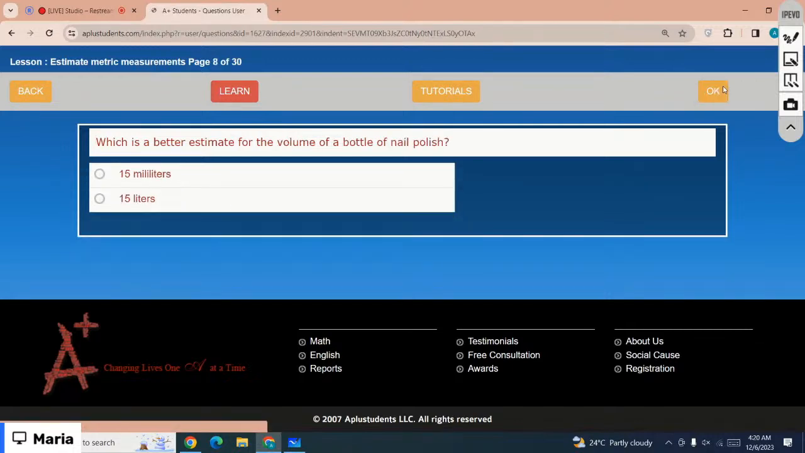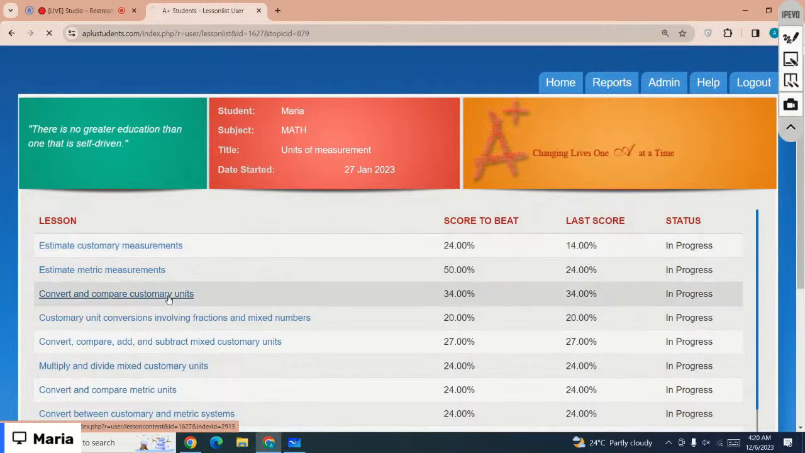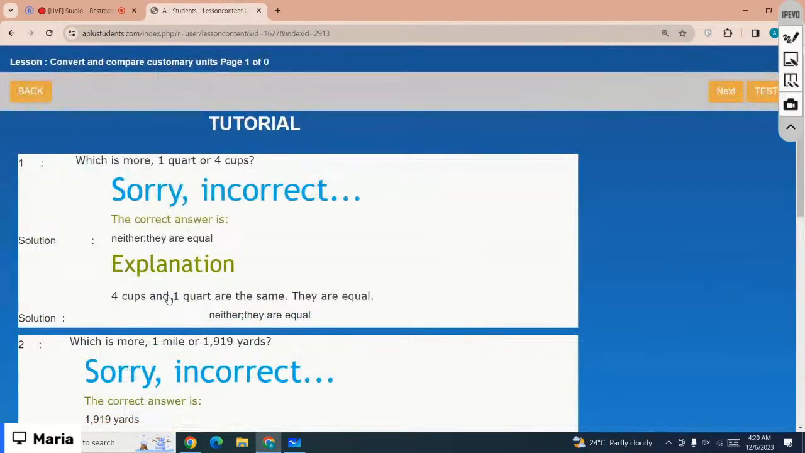Okay, you can complete the lesson by yourself later today. Let me just move on to the next lesson. I'm waiting for the answers from your side and it takes so long. Why? Compare and convert customary units. Let's just start with, okay, which is more?